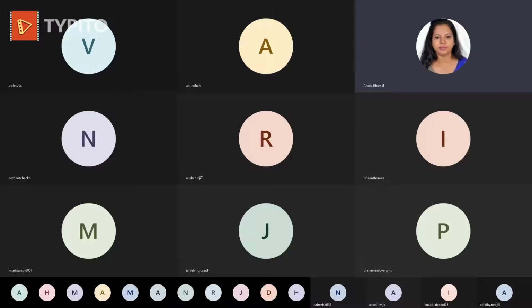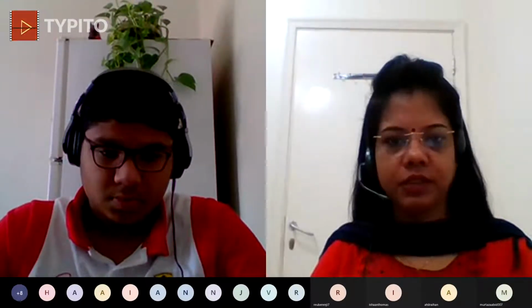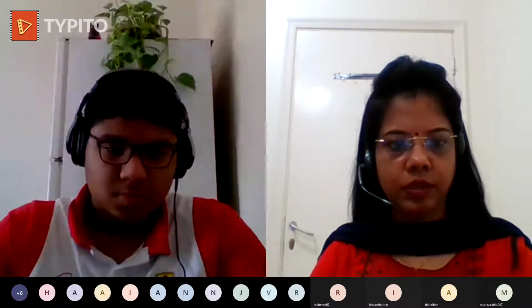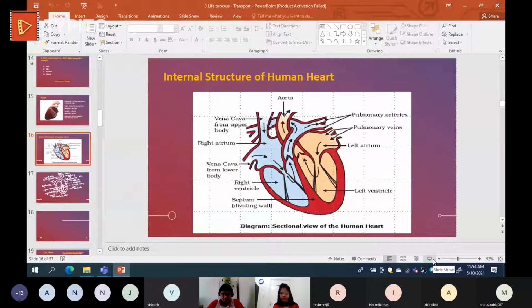The heart and how it is functioning. So let me share my presentation. Okay, hope you're able to see my presentation. So this is the internal structure of the human heart.